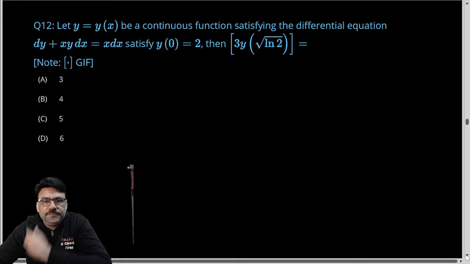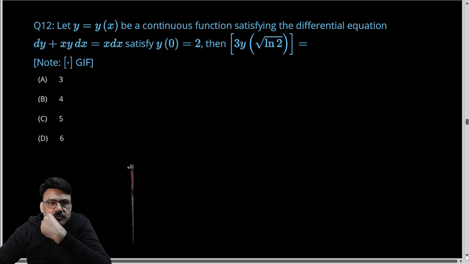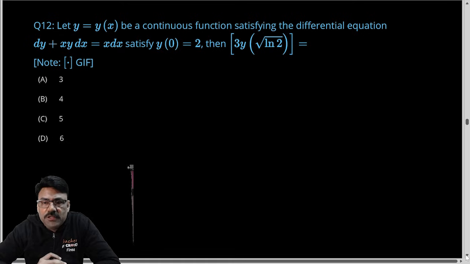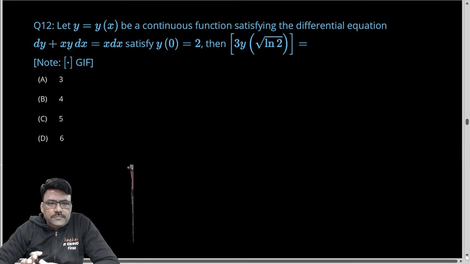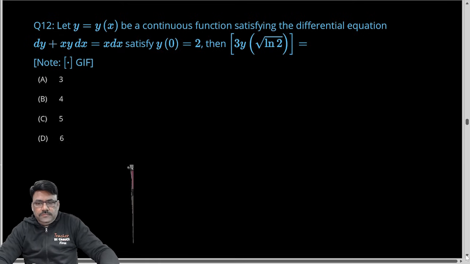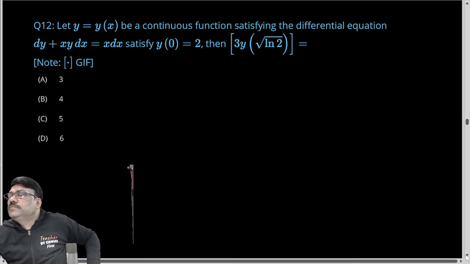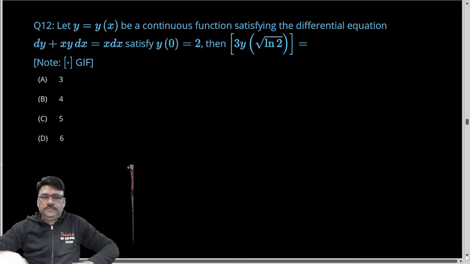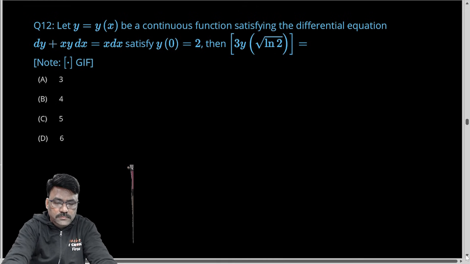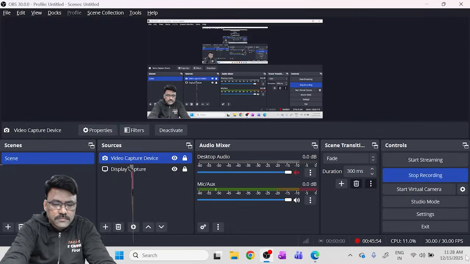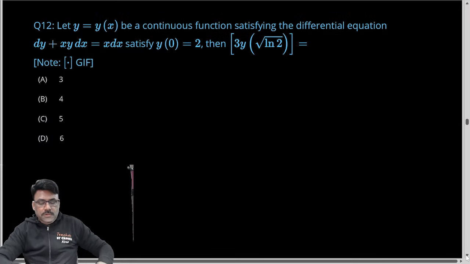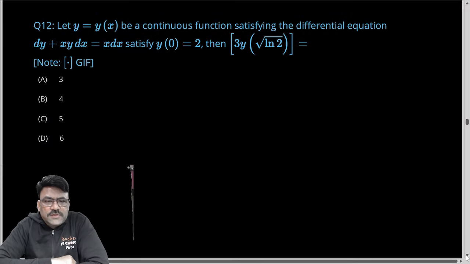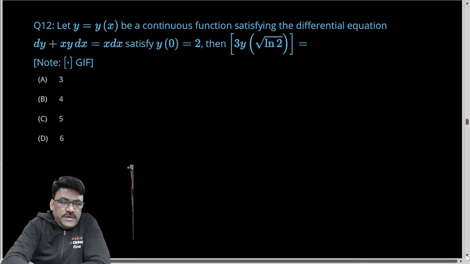Let's see this question. This is from differential equations.